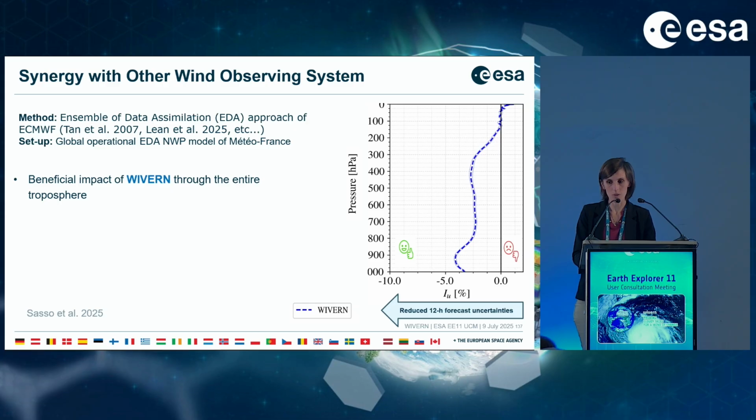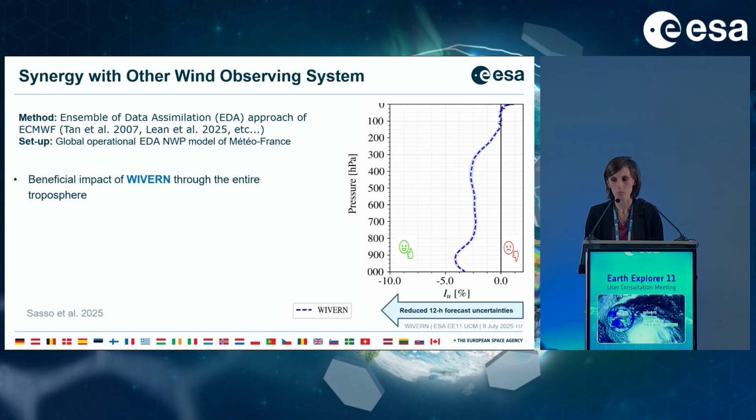So, as I said before, we also assess the impact of WIVERN using the other impact assessment approach that can be used to assess the impact of a future type of observation. It is the ensemble of data assimilation approach of ECMWF that has been used for the last 20 years to assess the impact of new observing systems. And here we use the global EDA system of Météo France. In this method, we can assess the impact in the short range by assessing the ability of the new observing system to reduce short-range forecast uncertainties. And as you can see here, the impact of WIVERN is significant and very positive through the entire troposphere.